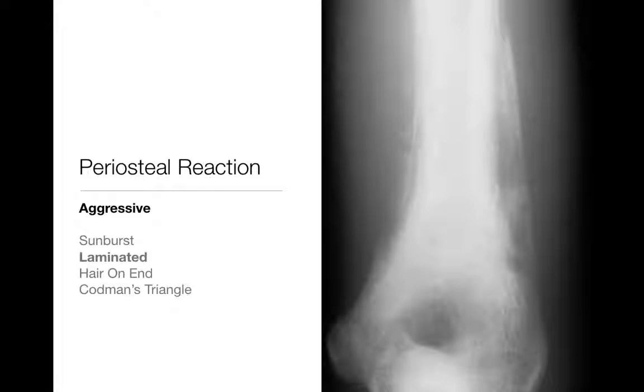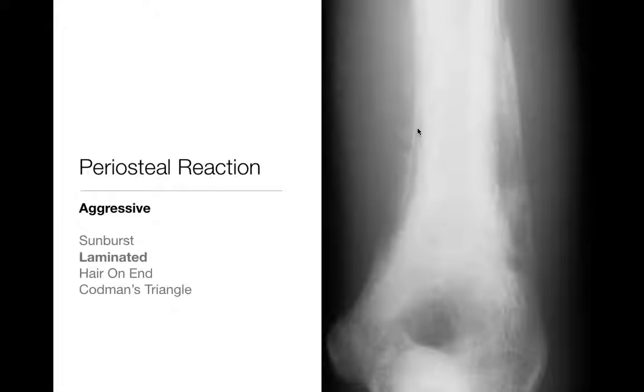Laminated periosteal reaction is just layers of bone, kind of like an onion skin. So the periosteum is laid down one layer, and hasn't quite had a chance to finish, and then another layer is laid down, and these kind of alternating layers of bone, one on top of each other, with these lucencies between them, like an onion skin or something laminated, multiple layers stuck on top of each other. So you'll see these as an aggressive type of periosteal reaction.